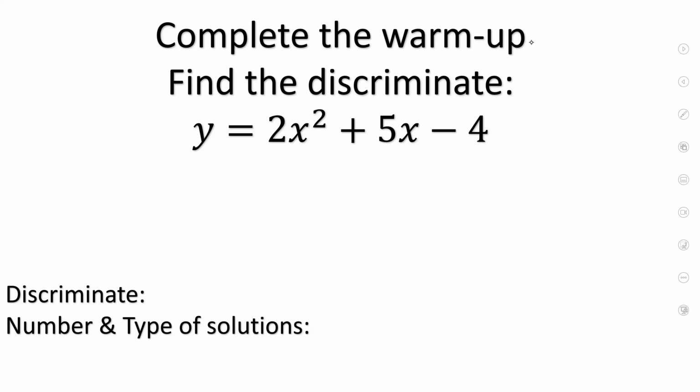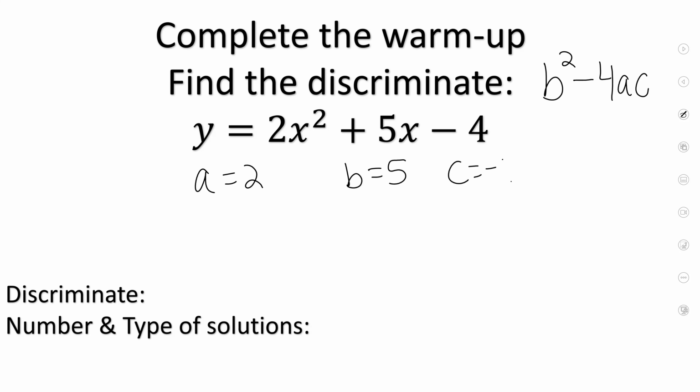Okay, so what we did yesterday is we found the discriminant, and the formula for the discriminant is b squared minus 4ac. So here your a value is 2, b is 5, c is -4. So we just plug these numbers into this formula. B is 5, a is 2, c is -4. Okay, so 5 squared is 25 minus, bring down this minus sign.